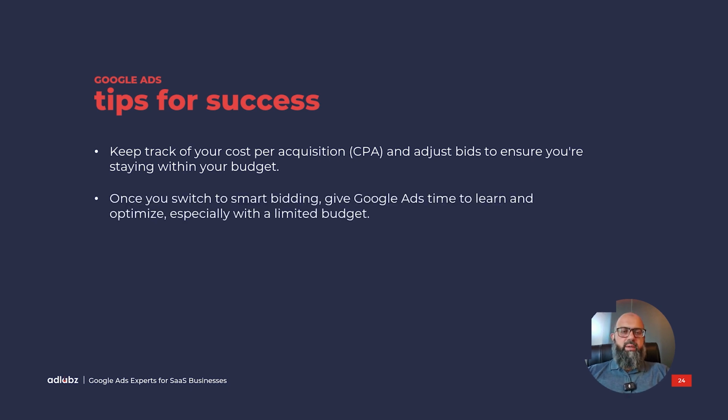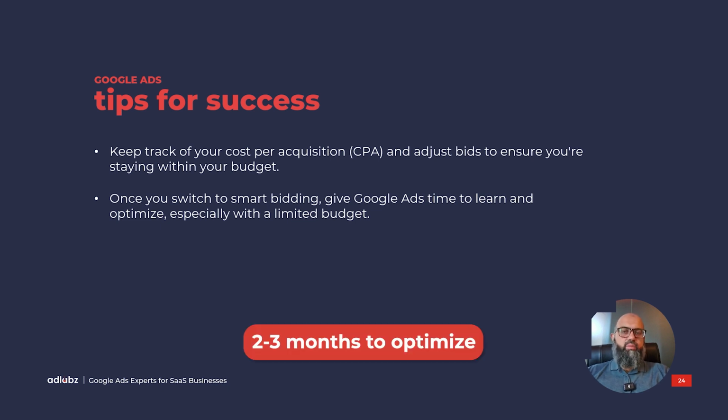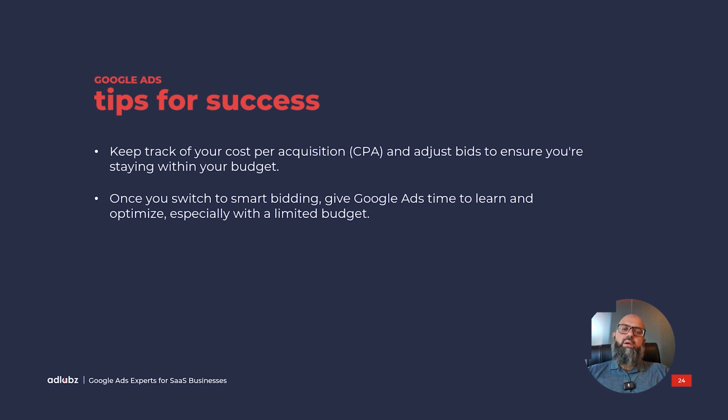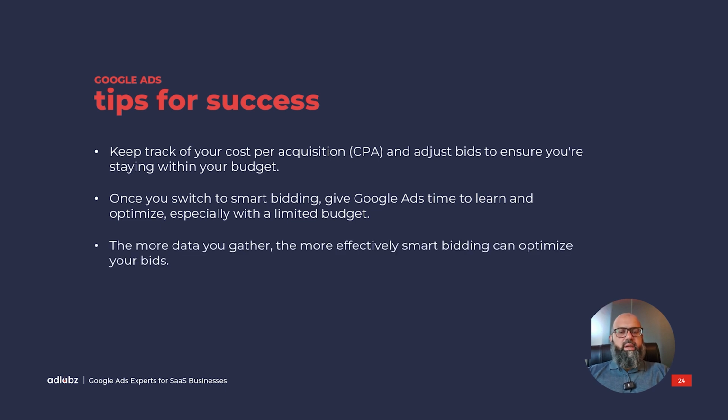Once you switch to smart bidding, give Google Ads time to learn. Obviously, it's a smart search algorithm, a machine learning based algorithm. It will need time to learn, especially if you're on a limited budget, spending less than, let's say, $100 a day or $200 a day. So it will take time. It may take around 2 months or maybe 3 months to optimize. You'll start getting conversions during that time, but don't expect it to optimize just like that. The more data you gather, the more effectively smart bidding can optimize your bids.